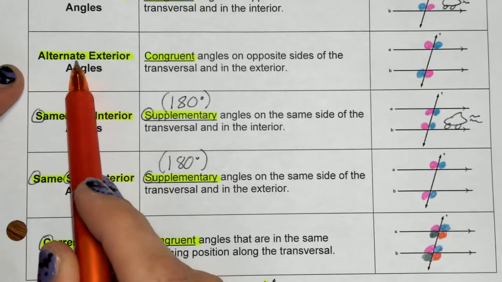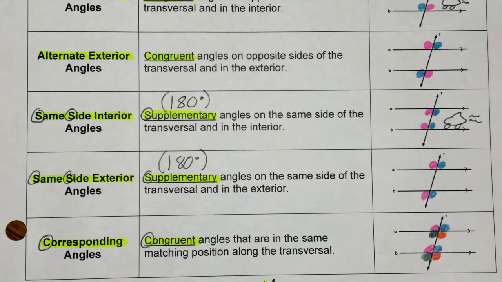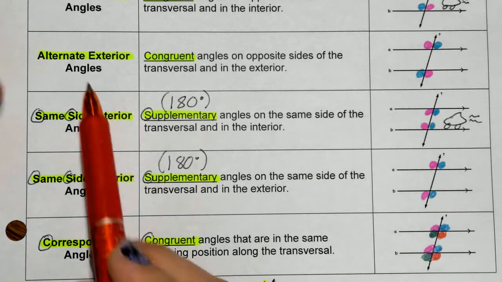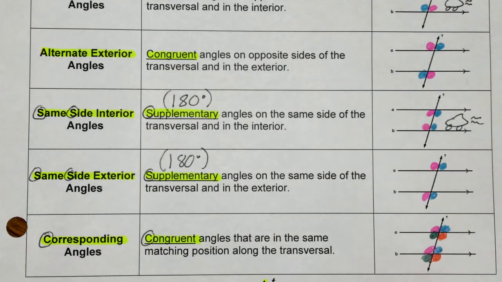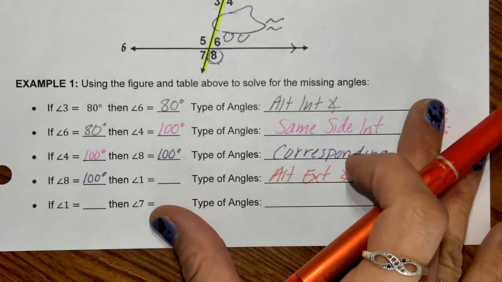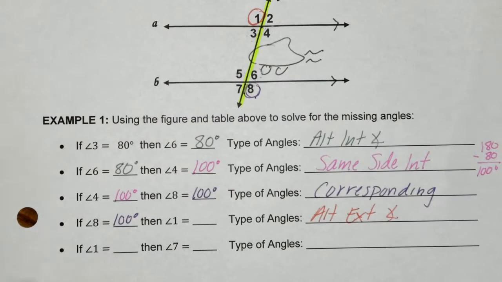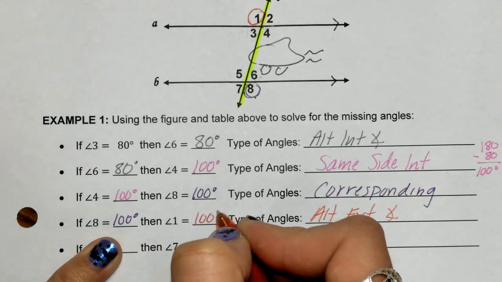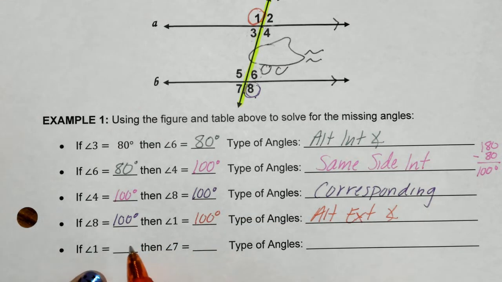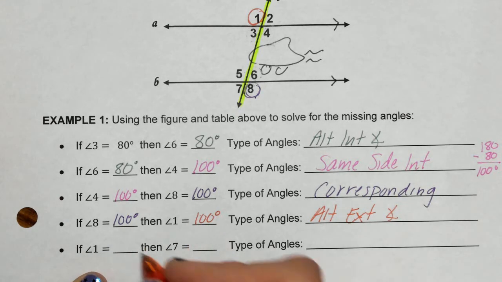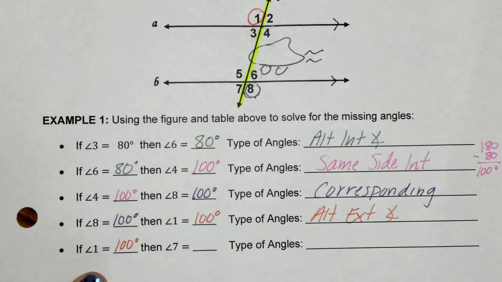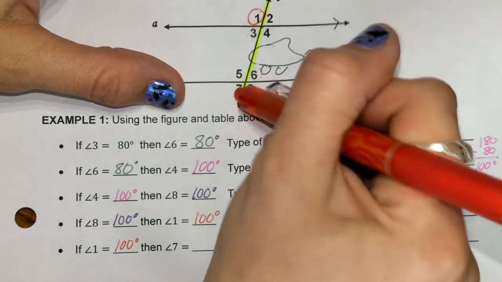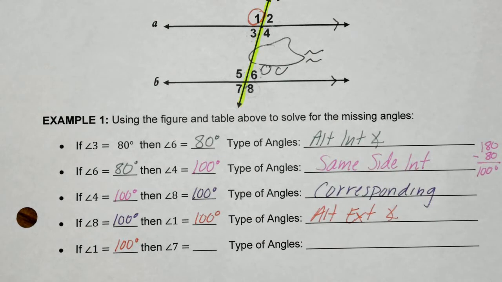And again, going back up, we look at alternate exterior angles, and that's why I wanted to highlight the word congruent or supplementary. Alternate exterior are congruent, meaning they are equal. They have the exact same measurement. So if angle 8 is 100 degrees, angle 1 is also 100 degrees. Down to the last bullet point, we already know angle 1 is 100 degrees. We're now going to compare angle 1 with angle 7.